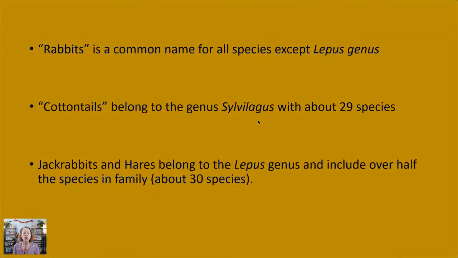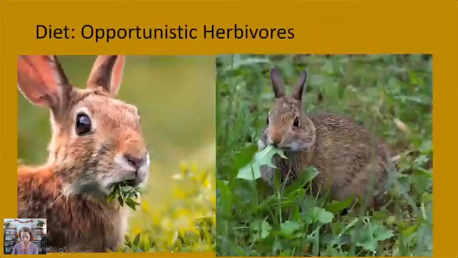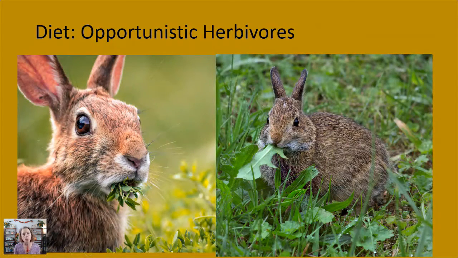Okay, so you've heard these different phrases, and this is what they mean. The term rabbit is the common name for all species in the family except the genus Lepus, and that's the one we're drawing today, the jackrabbit. Cottontails is sort of a common name, but it does actually refer to the genus Sylvilagus, with about half the species. And then jackrabbits are about the other half of the species. Those are jackrabbits and hares. We'll talk a little more about the differences in a minute when we draw them.